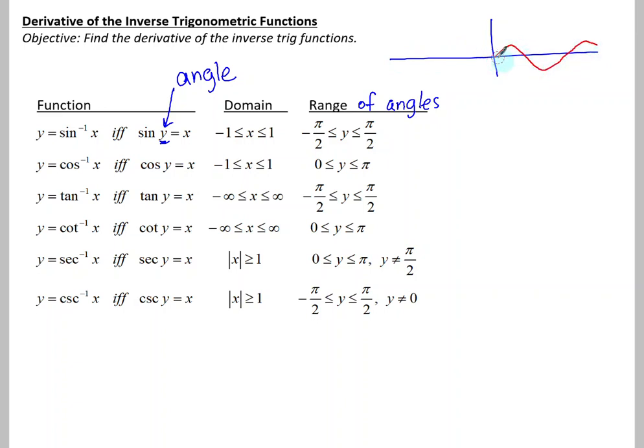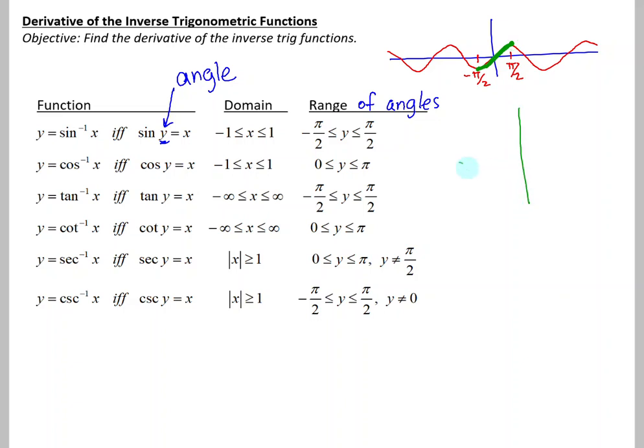Looks like this, keeps going, looks like that, keeps going. So we've got -π/2 here, +π/2 here. Why are we limiting the range of angles to just -π/2 to +π/2? Well, that's because inverse functions have to be 1 to 1. So we only take this portion of the graph where no x and y's are going to repeat. Just that section from -π/2 to +π/2.